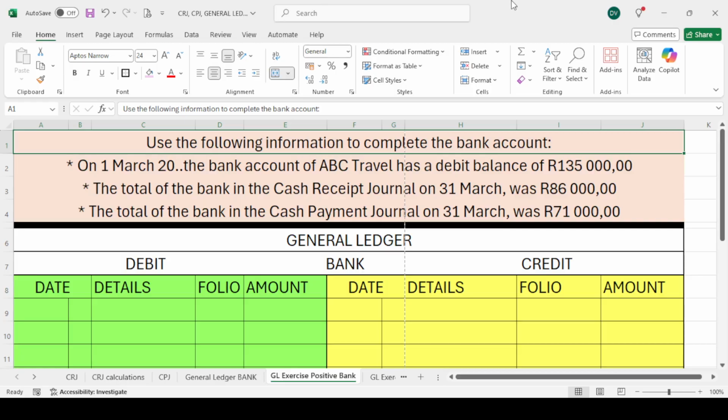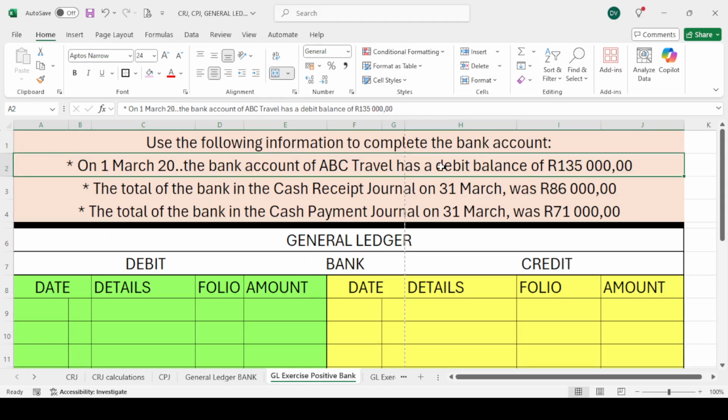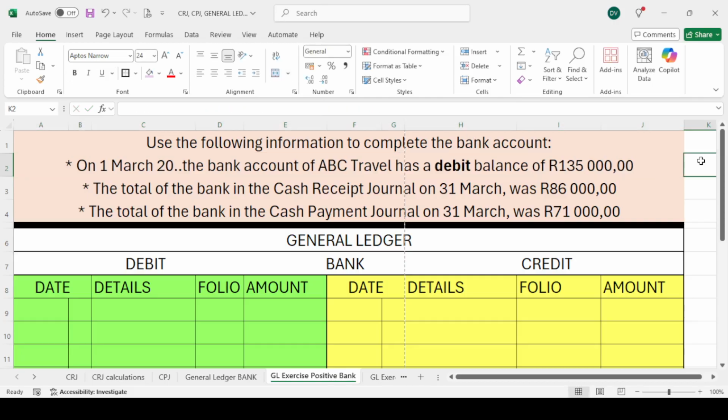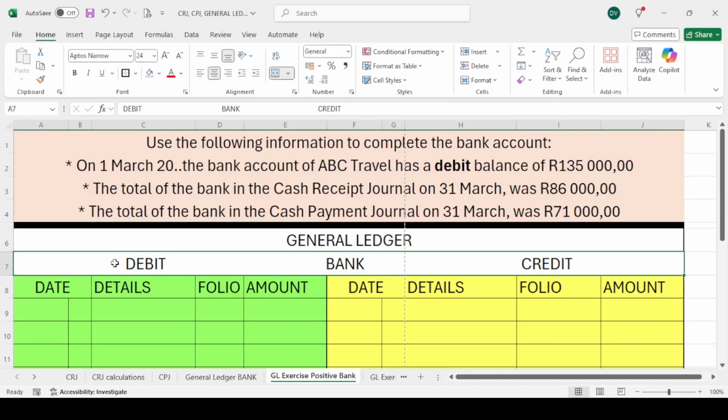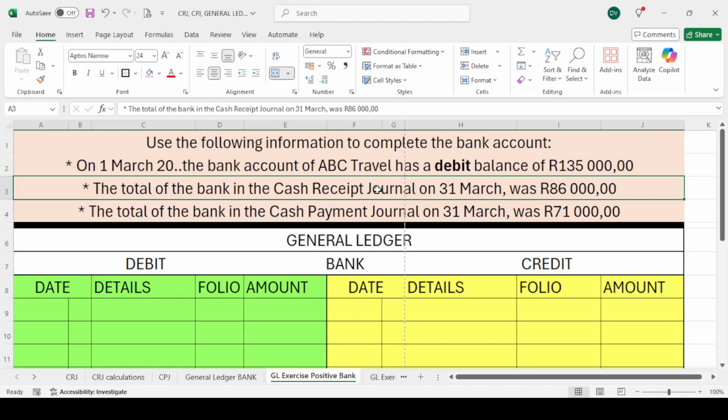On the 1st of March, the bank account of ABC Travel had a debit balance of 135,000 Rand. It's so important, guys, that you notice whether they say debit or credit balance. A debit balance is positive and it's going to go on your debit side. If it's a negative or a credit balance, it's going to go on the credit side. Okay. They also then give you the total of the bank in the cash receipt journal of 86,000 and the total of the bank in your cash payment journal of 71,000 Rand.